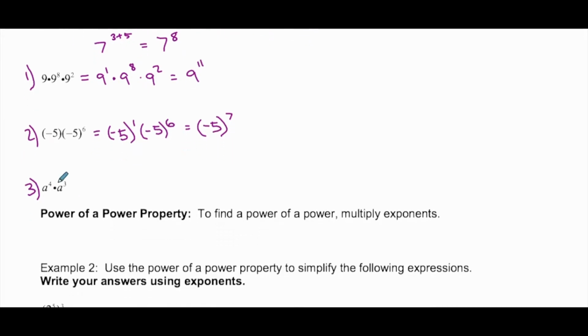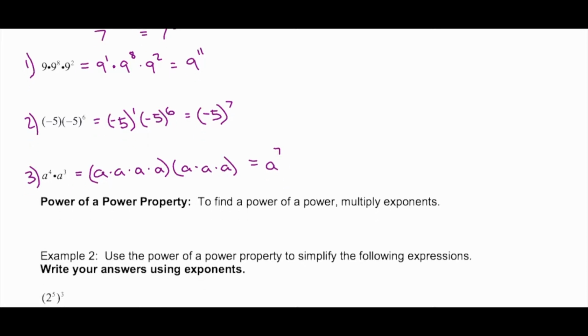If I don't know what the base is, but it's the same base, it doesn't matter. This is like saying a times a times a times a, and then times a times a times a. It's really just adding the 4 plus the 3, because there's 4 a's and there's 3 more, so there's a to the 7th.